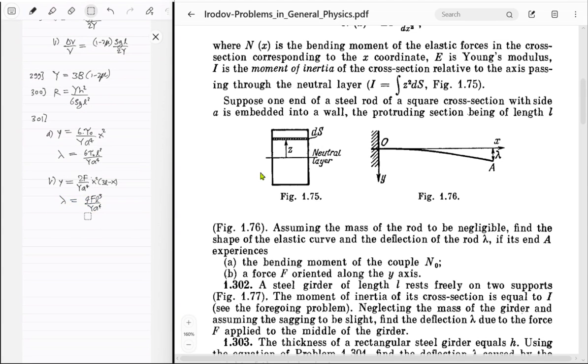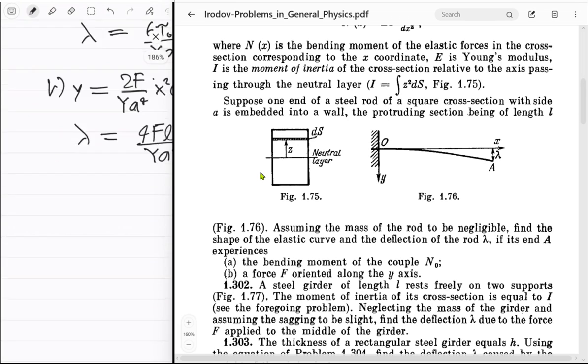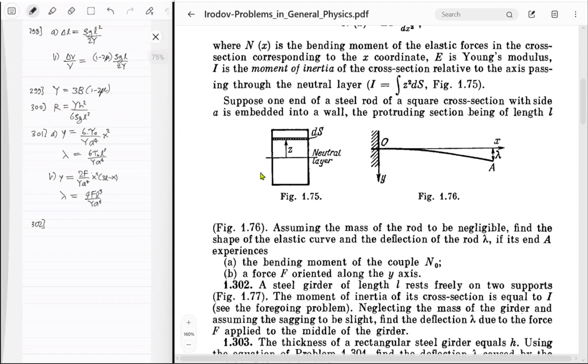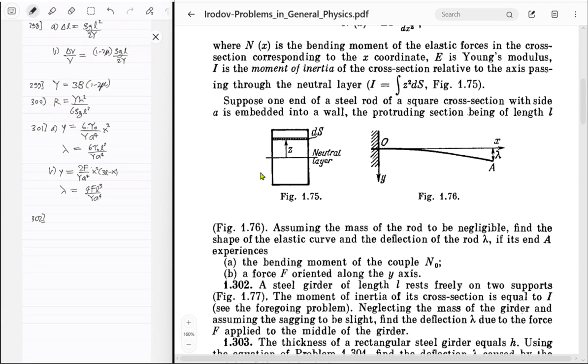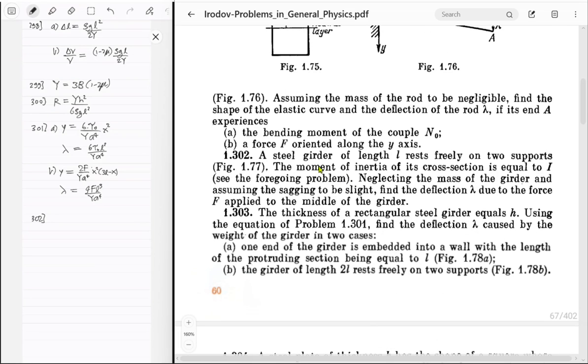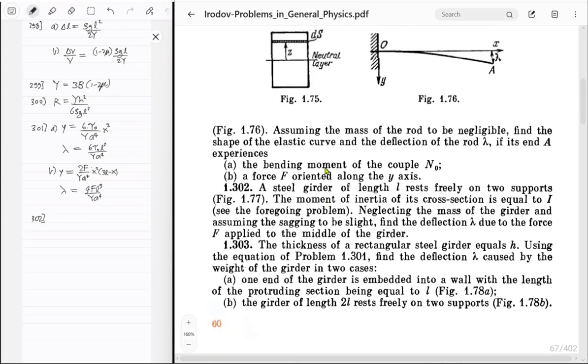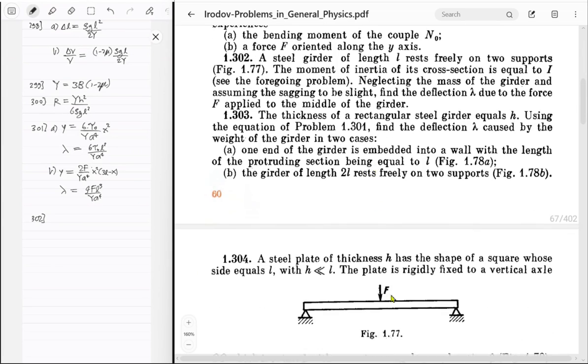Okay, so these are done. Next, 302. 302 is, come on. A steel girder of length L rests freely on two supports. Okay, the moment of inertia of the cross section is equal to I. Fine. Neglecting the mass of girder and assuming the sagging to be slight, find the deflection due to force F applied to the middle of the girder.